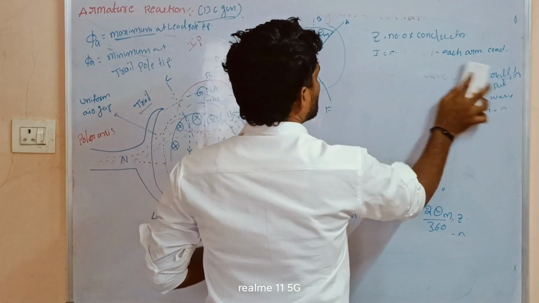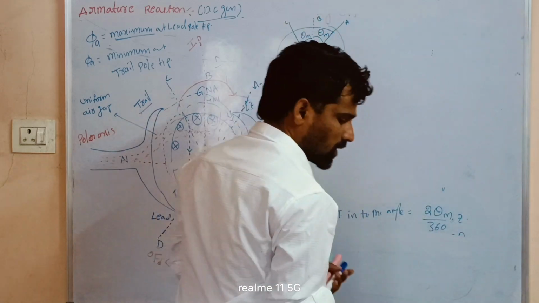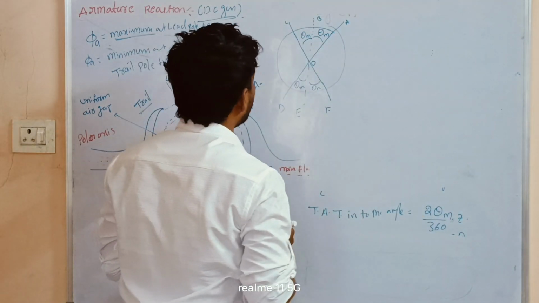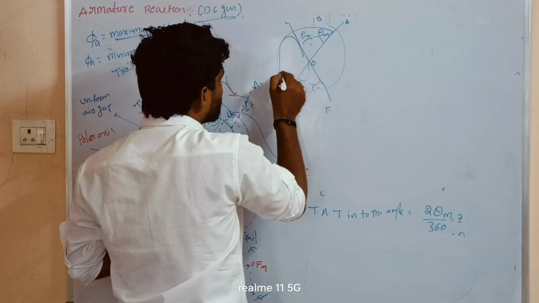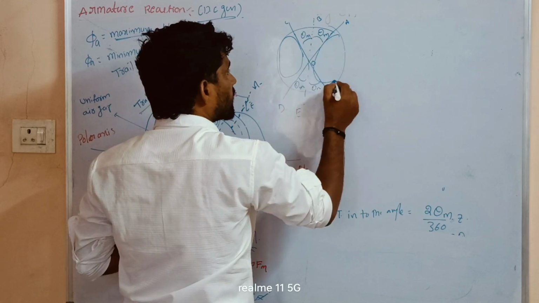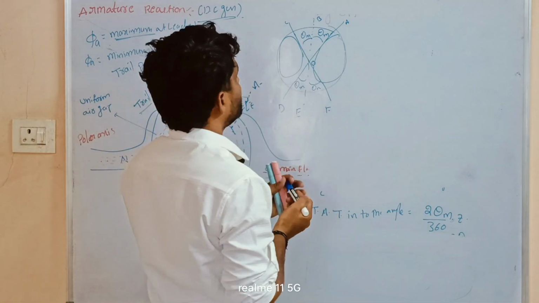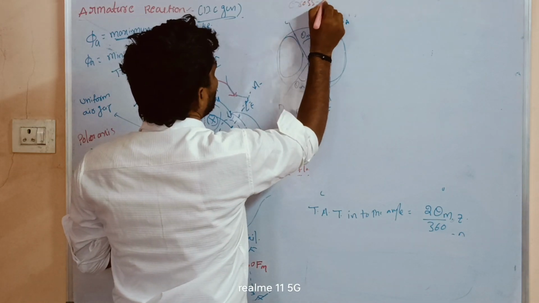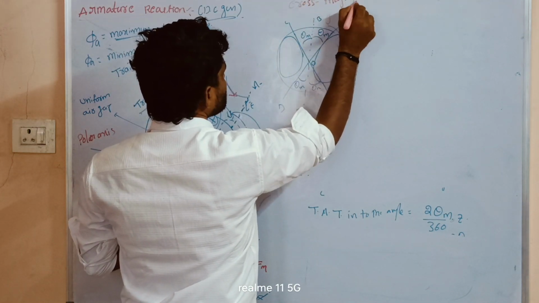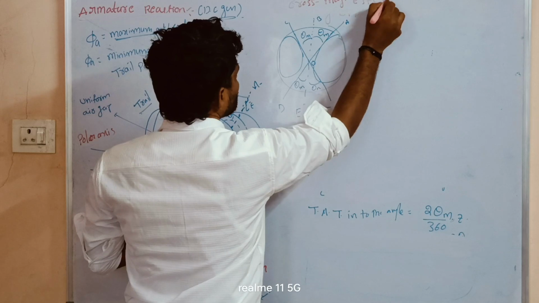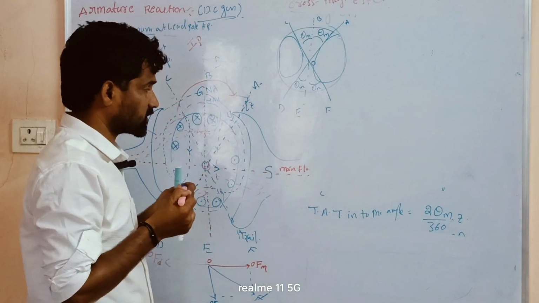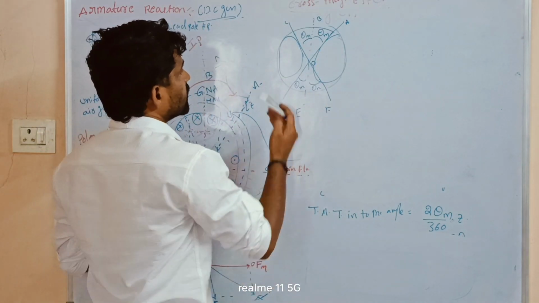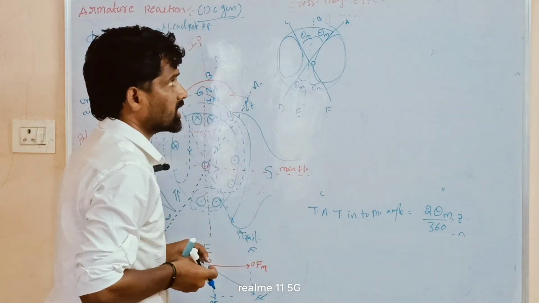Let me discuss the cross magnetization effect. Remaining all will be same, but the cross magnetization effect is occurring in this axis. At this axis we have discussed the cross magnetization effect.